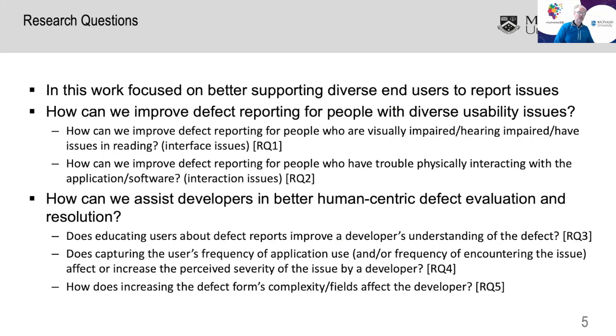We also wanted to ask questions about, can developers be assisted in diagnosing and fixing such defects? So does educating users about them improve the developer's understanding of the defect? Does capturing frequency about how often the defect causes problems for the user help the developers in perceiving the correct level of severity of the defect? And does giving more information on the defect reporting forms help the developer in terms of understanding, diagnosing, and fixing the defect?